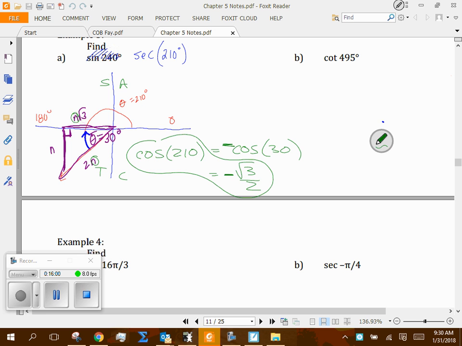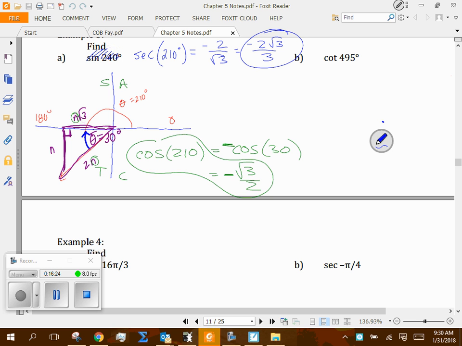Now, is that my final answer? No, because I was interested in what? Secant. If I'm interested in secant, let's just flip this thing. I get negative 2 over root 3. When I rationalize that, negative 2 root 3 over 3. And that's the exact value for the secant of 210.